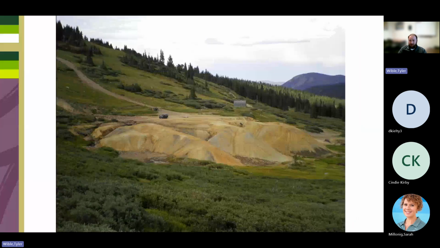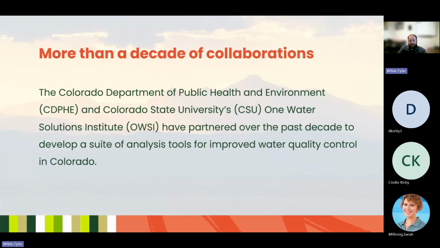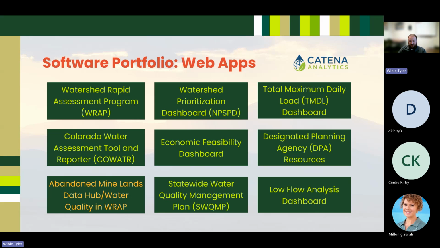So to that end, we're talking about abandoned mine lands. So that's things like shafts and adits and tailings piles and all those sorts of things that exist across the landscape of Colorado, dating back closer to 200 years or more than we really want to admit. We've been collaborating specifically with the Colorado Department of Public Health and Environment for more than a decade for a suite of different analysis tools and dashboards around the topic of water quality, and abandoned mine lands is part of that. So we've run a few different webinars in the past.